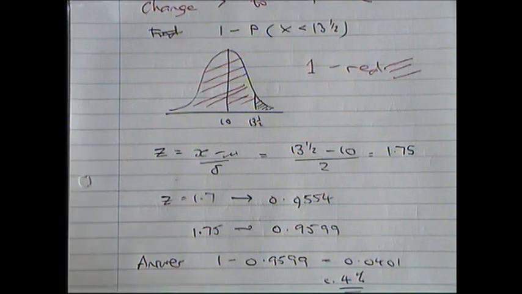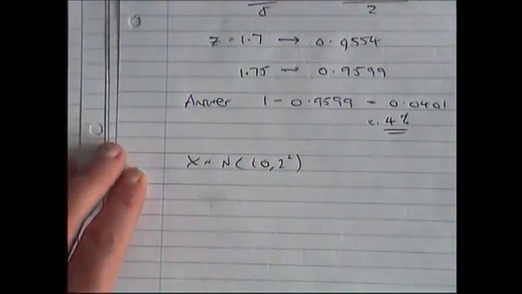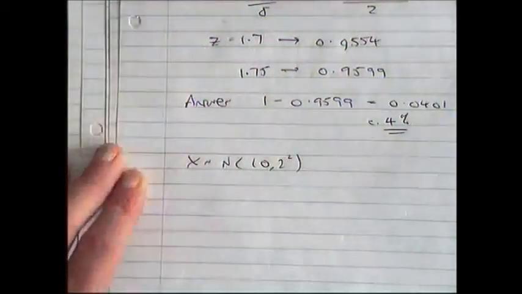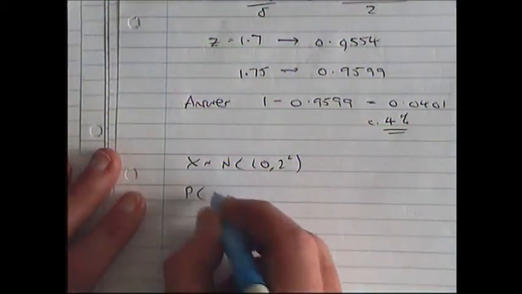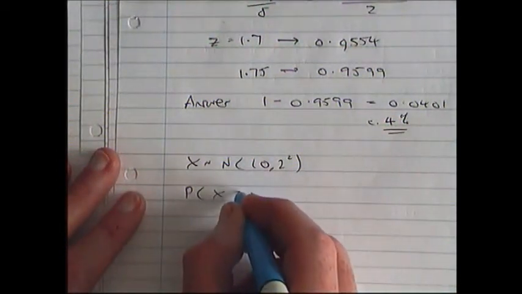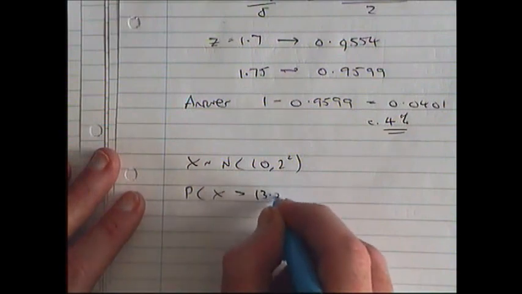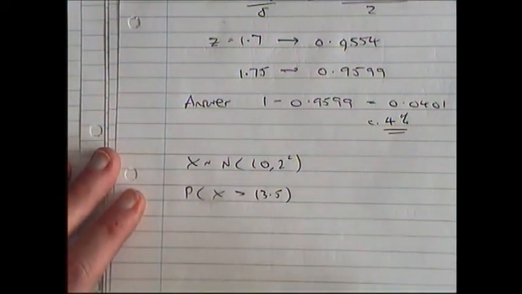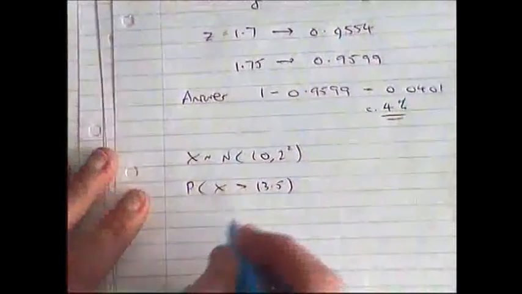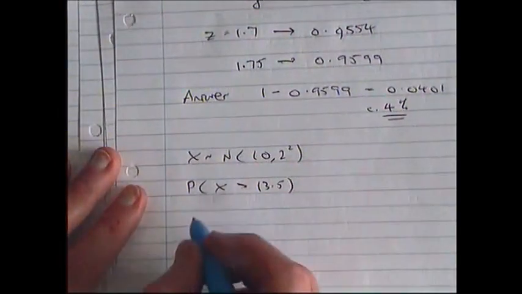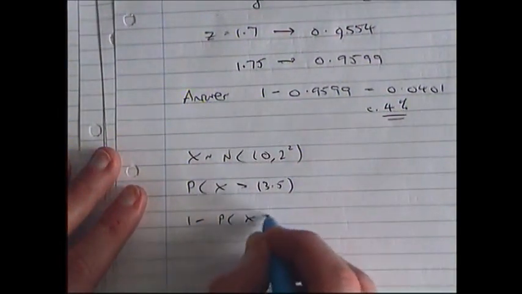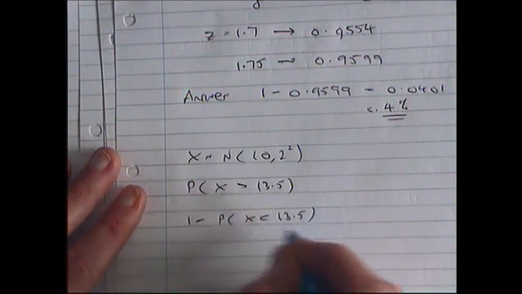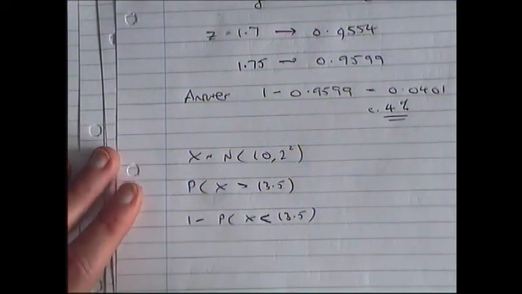In an exam, if I was writing that question out, we'll start off like this, but this bit here was absolutely fine. Saying what mu and sigma is, that's absolutely fine, or sigma squared. We wanted to know the probability that x was greater than 13.5. That's absolutely fine. What we then do is turn that into a 1 minus a less than. That's absolutely fine. The new bit I want to show you is this.